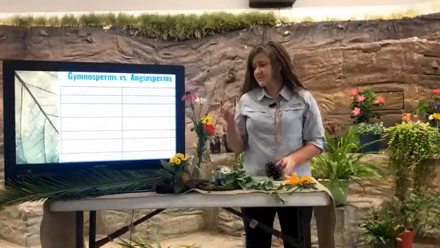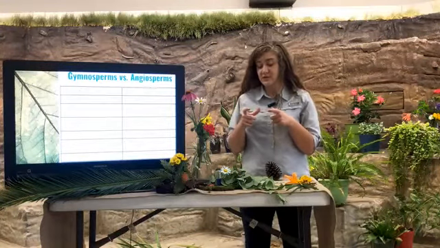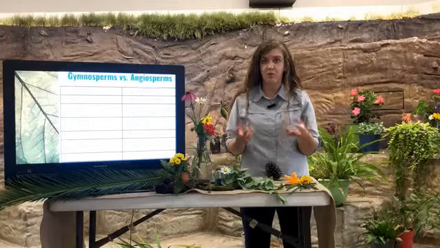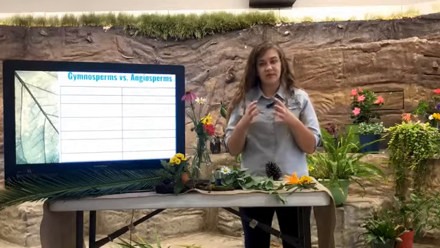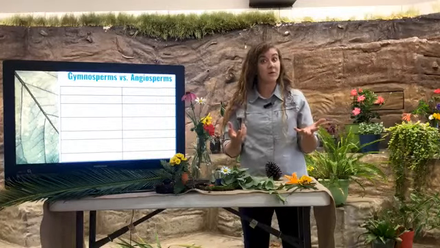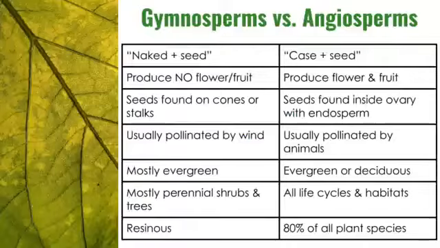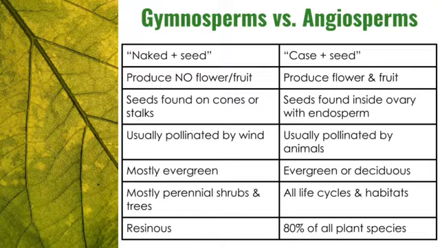Whereas the seeds are found inside the ovary with an endosperm. So basically think of an apple with the seeds inside that fleshy apple, or an orange or a grape, or that watermelon. So the cool thing about the gymnosperms is that they are usually pollinated by the wind. The wind blows that seed away, but the angiosperms are pollinated by animals, definitely birds and butterflies and bees.